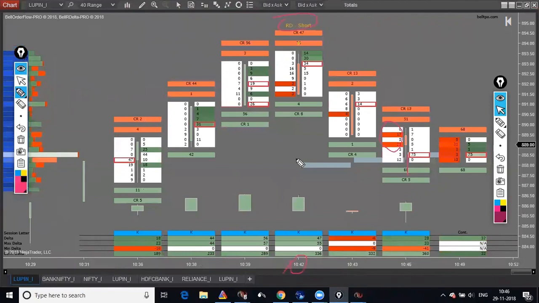But yes, order flow showed the weakness. Order flow showed the weakness over here. So your stop will be somewhere above this band. So maybe around 894 is where you can keep a stop here and take a mean reversion bet.